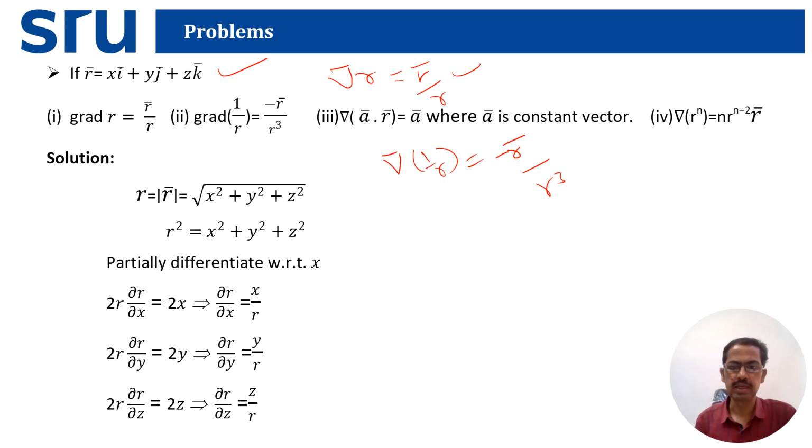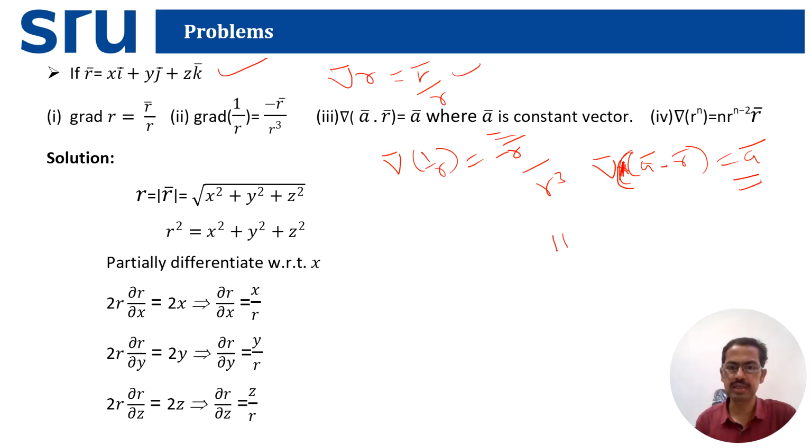Number 3, del of a bar dot r bar equals a bar, grad of a bar dot r bar equals a bar. There is no dot product or cross product between del and a bar; only del acting on the bracket a bar dot r bar gives a bar, where a bar is a constant vector.